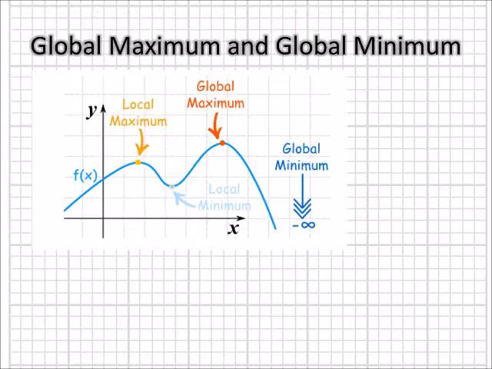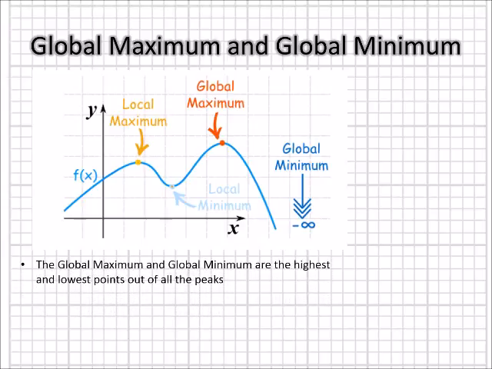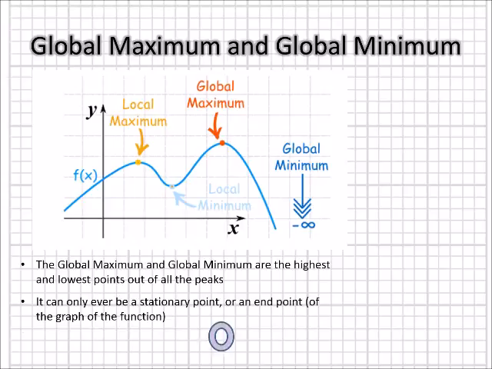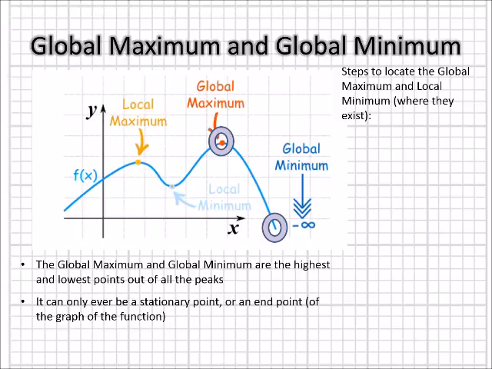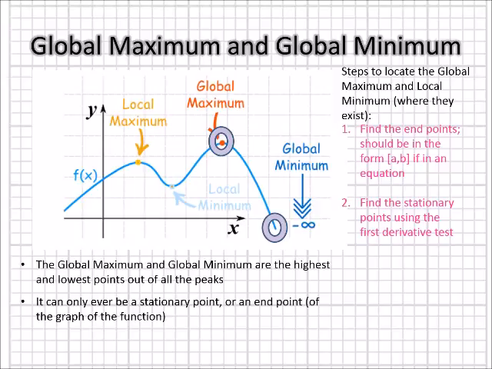Our global maximum and global minimum are our highest and lowest points out of all of the peaks. It can only ever be a stationary point or an endpoint. The steps to locate the global maximum and global minimum are to find the endpoints, find the stationary points, calculate the functions and create a list of candidates, and to select the smallest and largest points out of these values.